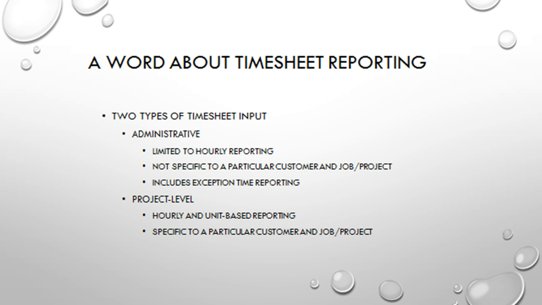Project level reporting is specific to a customer and/or project. This type of timesheet reporting involves the reporting of both hours and project-specific bid units. Employees who are eligible for project-level timesheet reporting can report admin entries on the same timesheet. We will see this demonstrated later in this video.